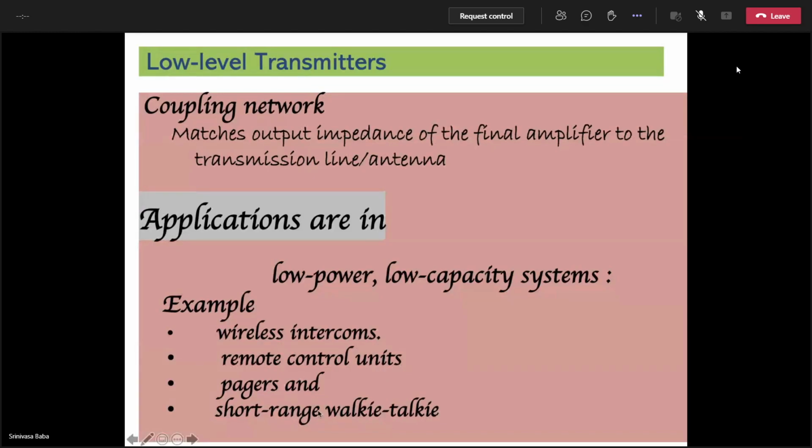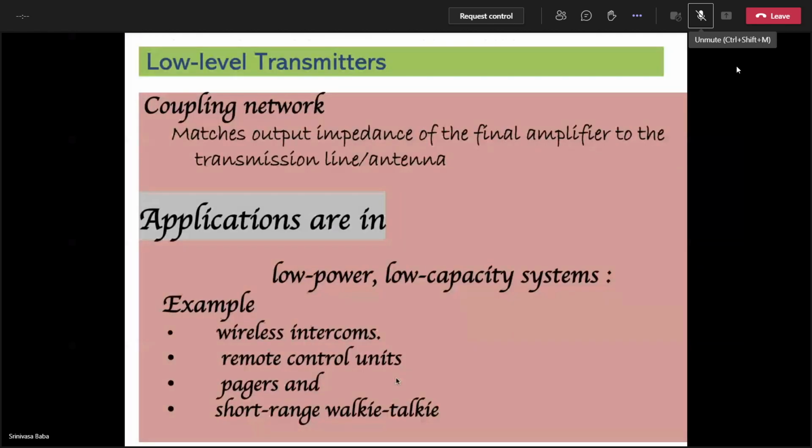And then similarly, short range walkie-talkies. Walkie-talkies are point-to-point communications. Police people will be using, ambulance people may be using. In the offices also, for security reasons, people may be using walkie-talkies. So in the short range walkie-talkies, low level AM transmitters can be used.